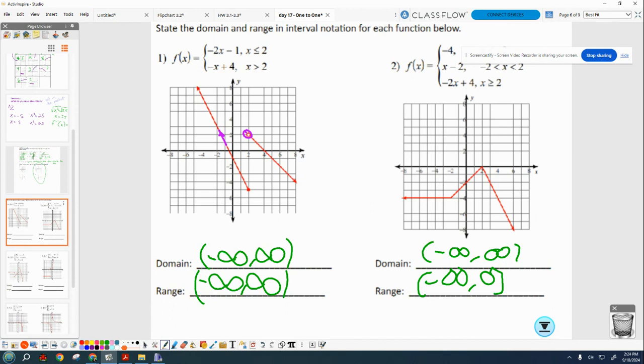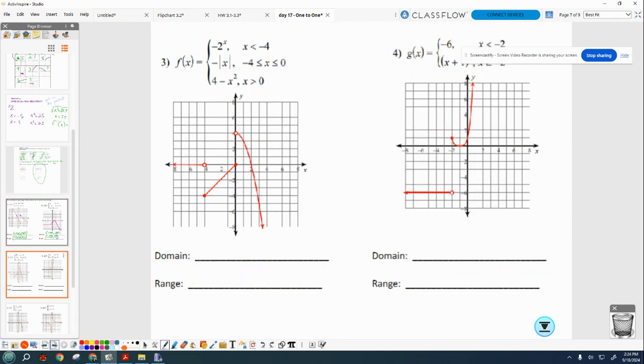Yes, Nora? This guy, Raul, do you agree with their answer? Domain, is it all reals? Is there a Y value for every X? The range, negative infinity to square bracket 0. Does it hit 0? Yes. And all Y values below that? Yes. So, I agree.